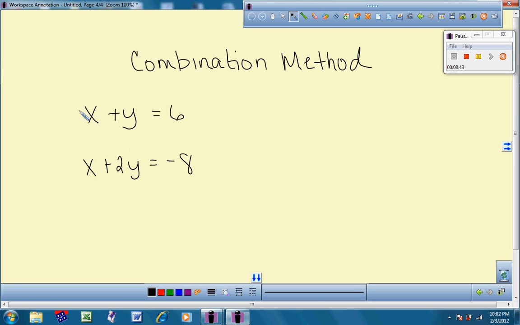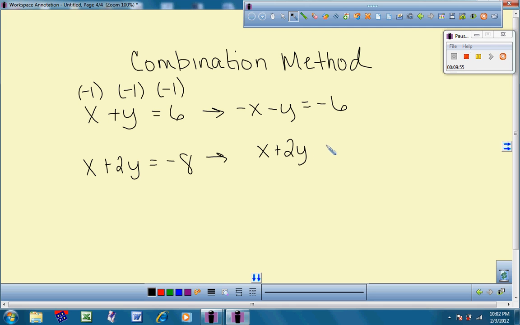Like I said earlier, I'm partial to the x's, so I'm going to go ahead and cancel out the x's, and I'm going to change one of my equations by multiplying a negative 1 to every term. What this is going to allow me to do is to cancel out the x's, because I will get a negative x and a positive x. So my first equation, once I multiply negative 1 to every term, would become negative x minus y equals a negative 6. And I'm just going to bring over the second equation, because remember, we want to keep everything nice and lined up.